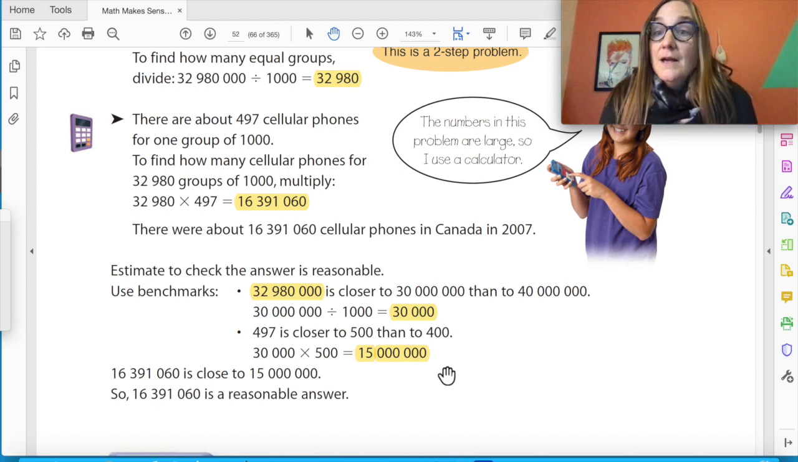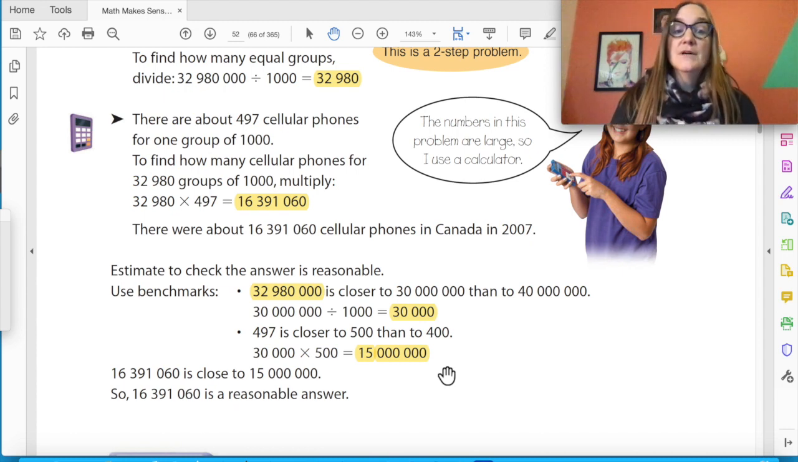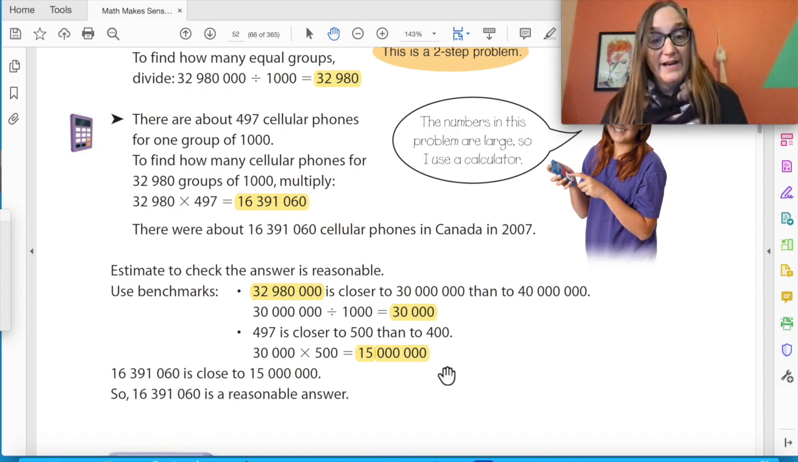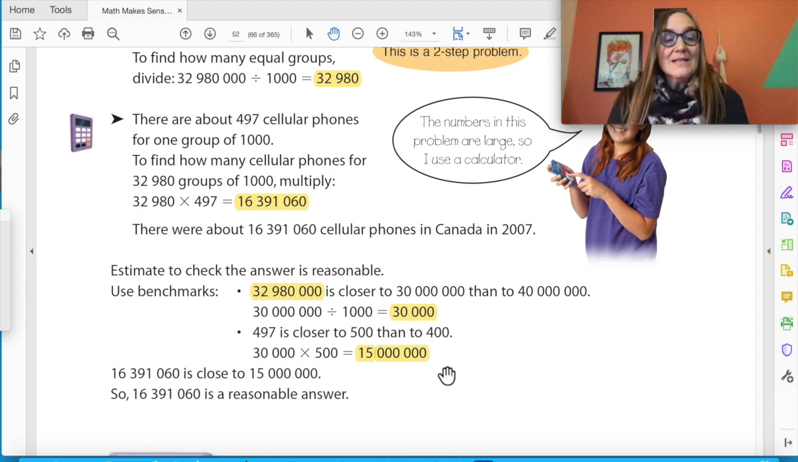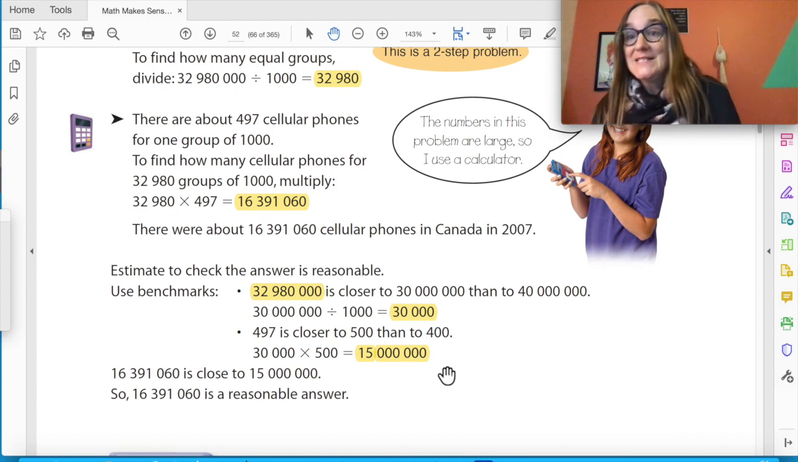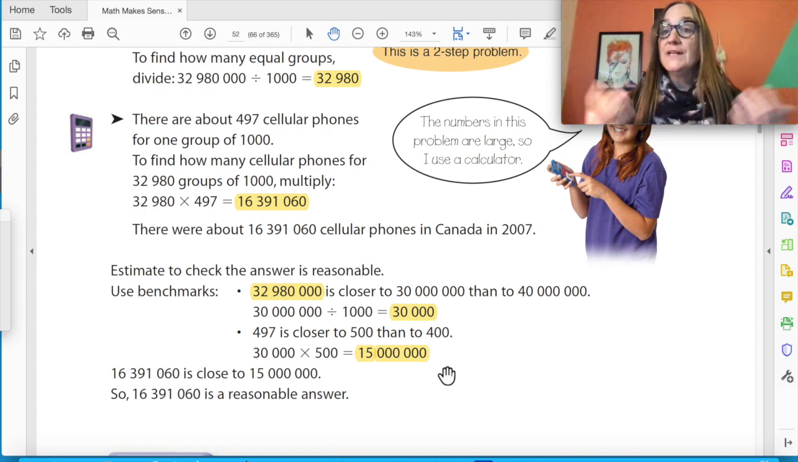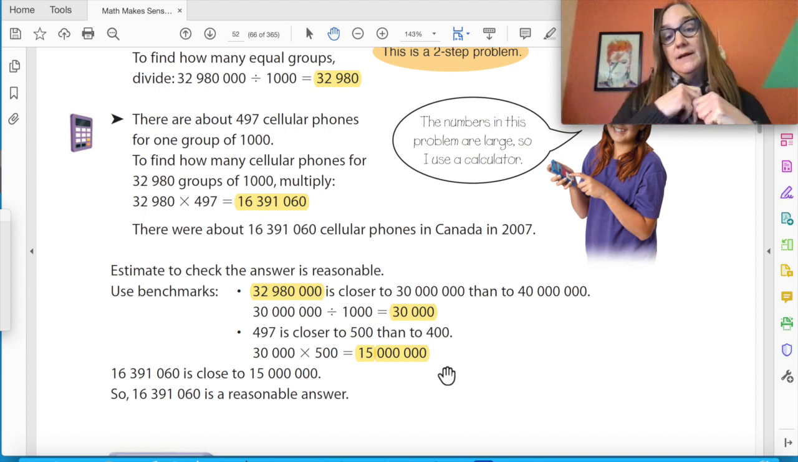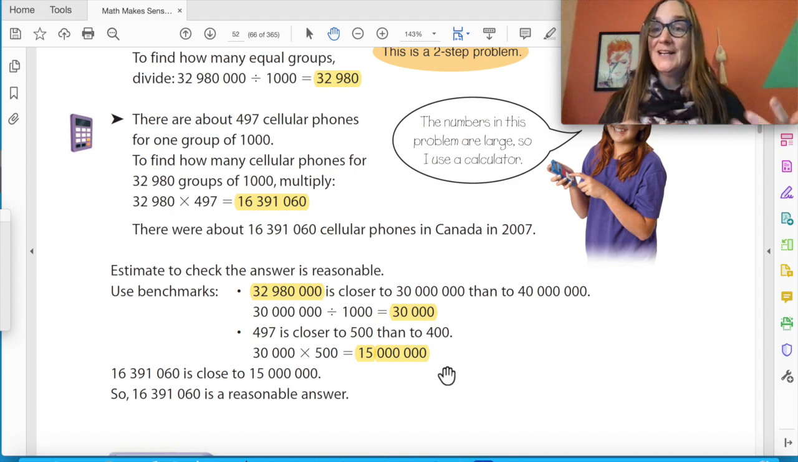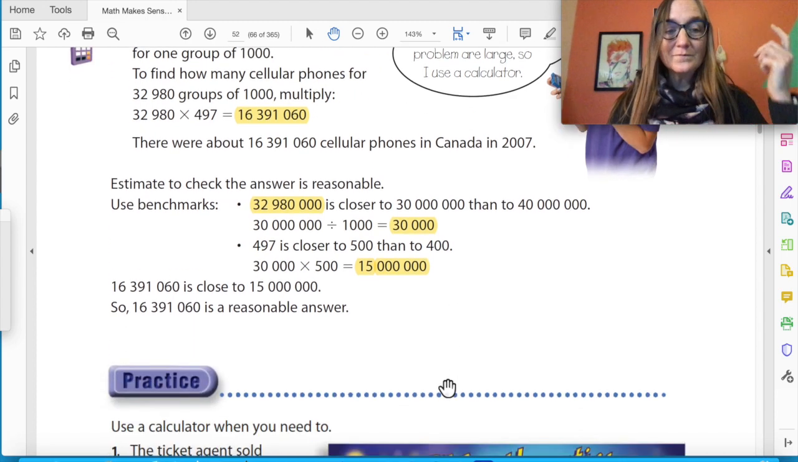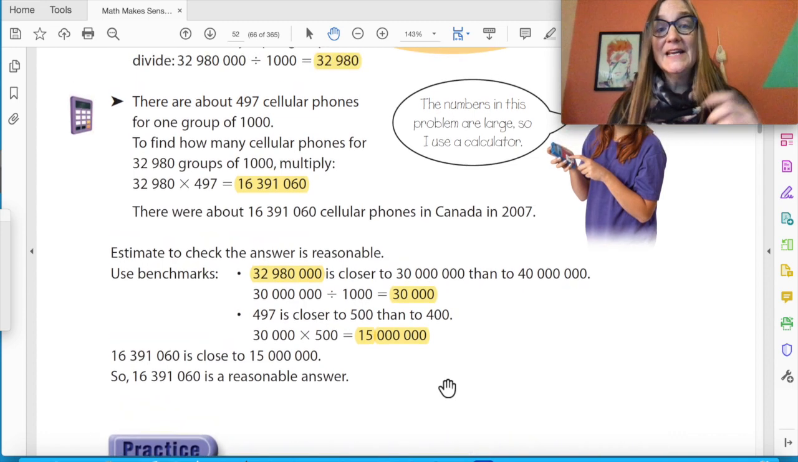Now, 15 million is pretty close to 16,391,060. So it's pretty close to the answer that we got. So we can say it's a reasonable answer after we did our estimating to check to see if it was reasonable. I hope that helps you guys.